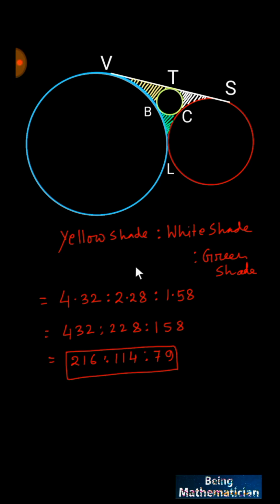Yes, this solution contains so many applications of trigonometry, mensuration and geometry. So please watch it again and again with full concentration to understand this completely.